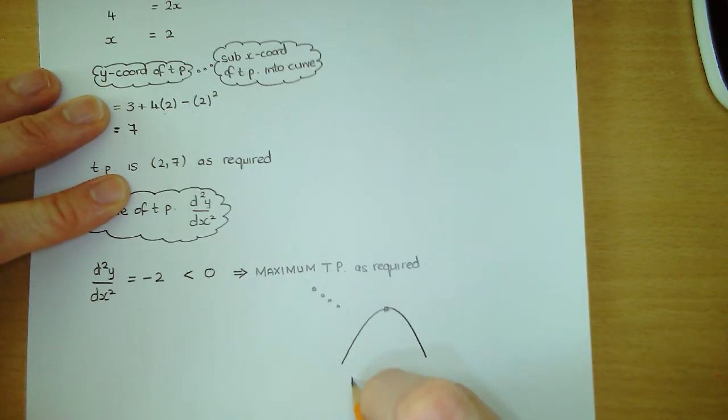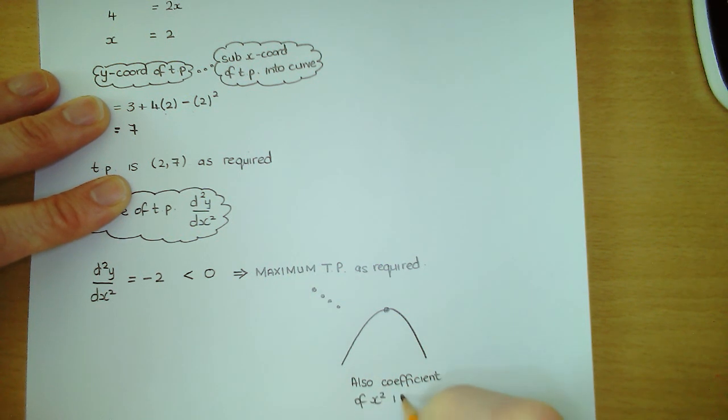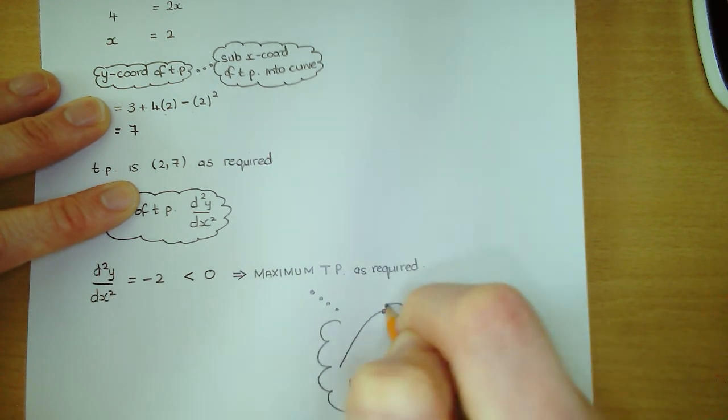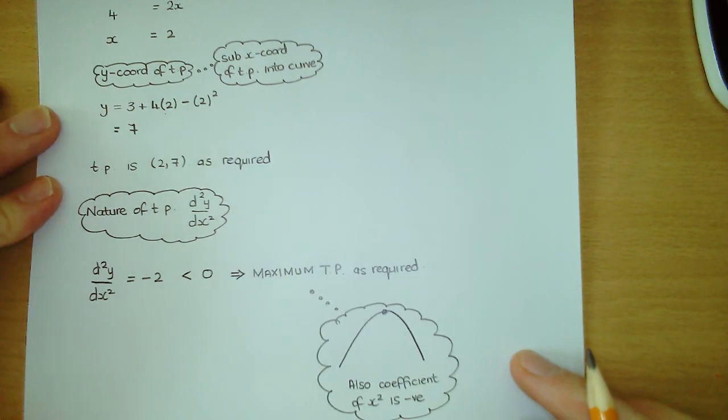So also, the coefficient of x squared is negative. So the two things fit together. Okay, and that's example 1.